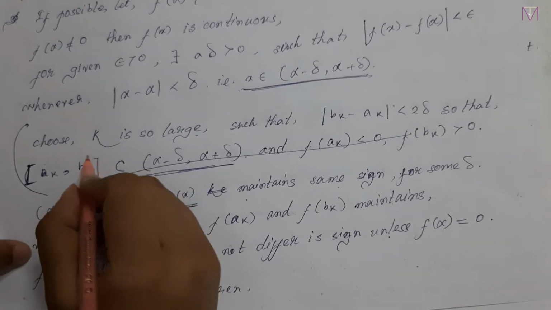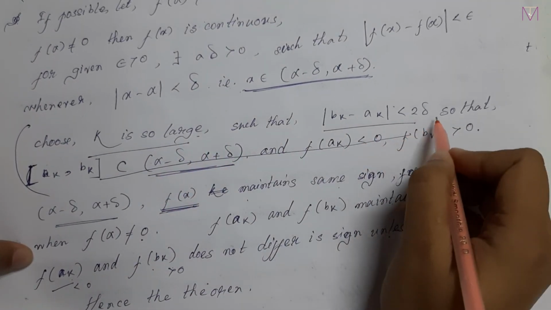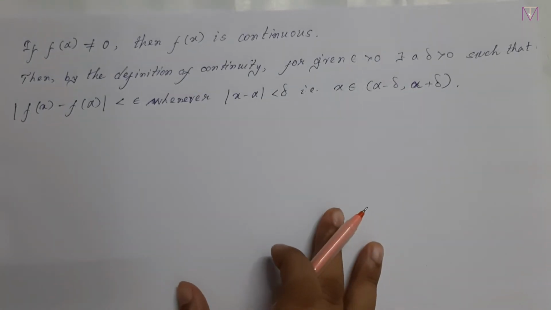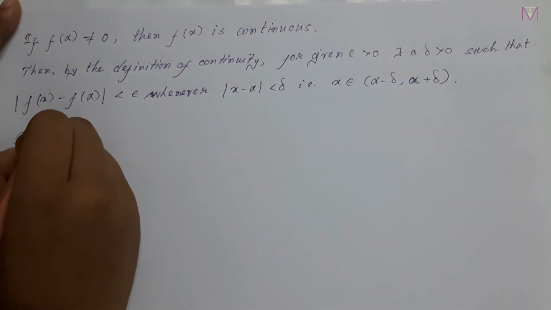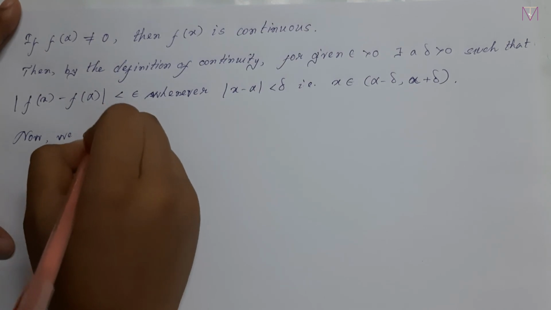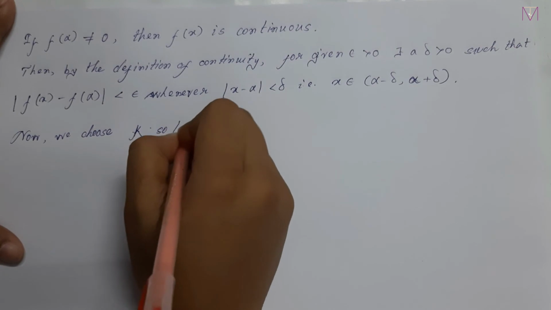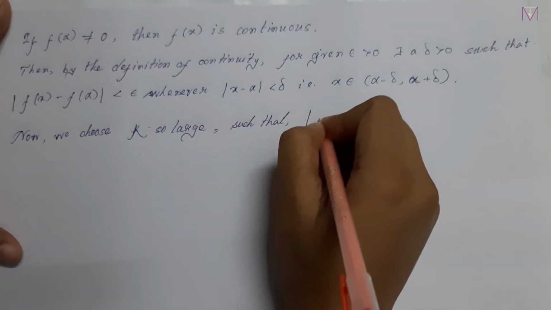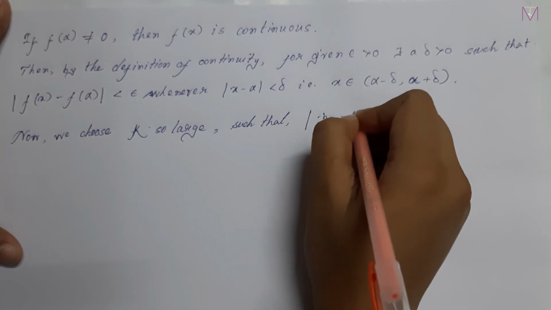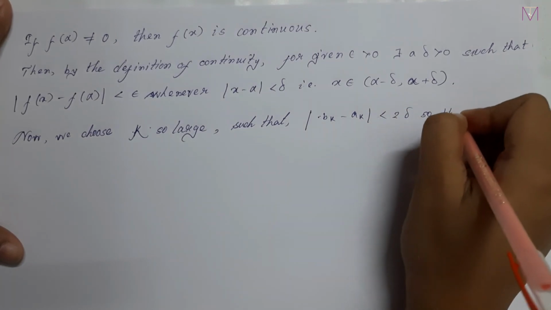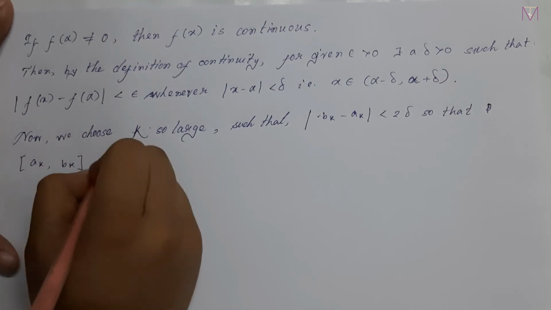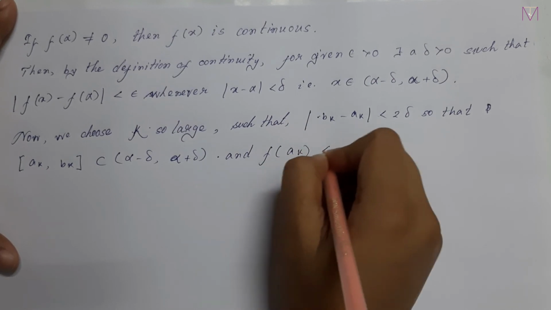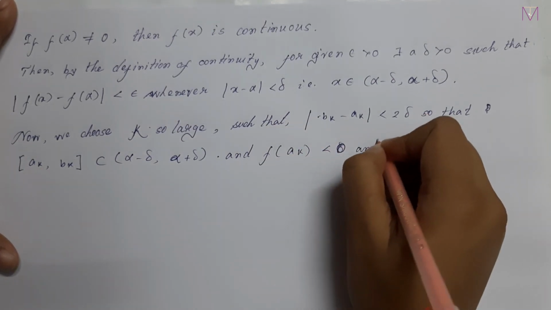Now we said that we have to choose k so large that bk minus ak is less than 2 delta, and this interval will be a subset of this open interval alpha minus delta, alpha plus delta, and f of ak is less than 0, and f of bk is greater than 0.